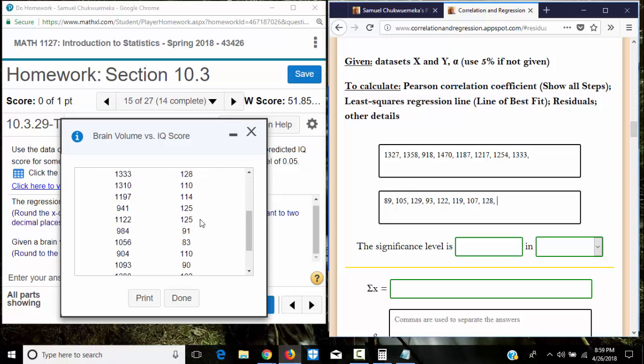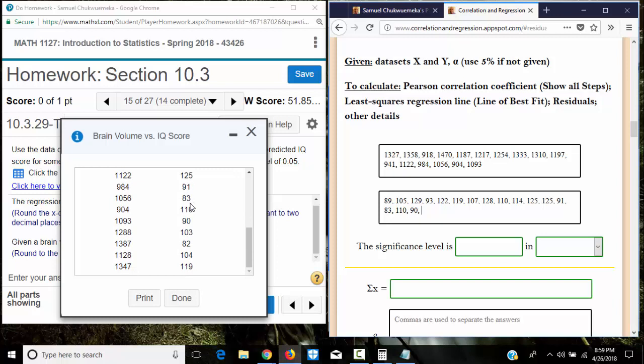Okay, then let's complete this. Here for the x, I have 1310, 1197, 941, 1122, 984, 1056, 904, 1093, and for the y 110, 114, 125, 125, 91, 83, 110, 90.